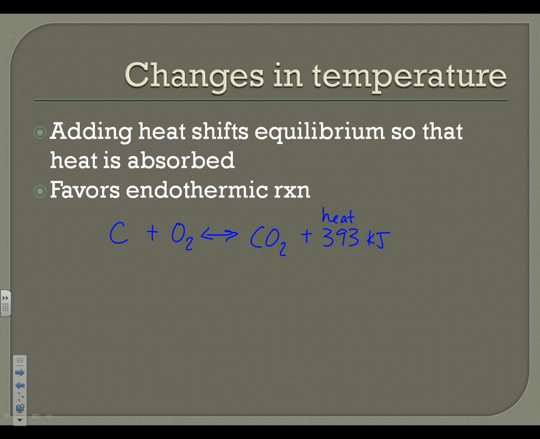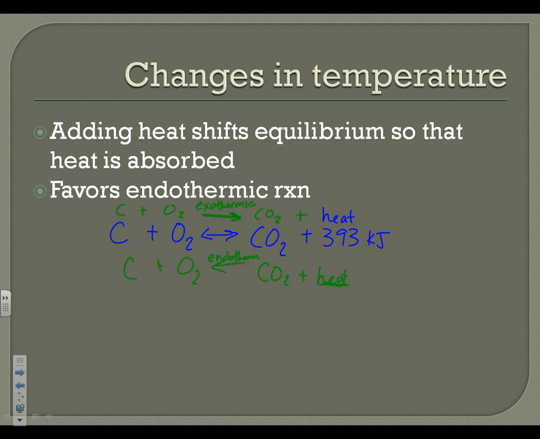What this says is that in the forward reaction, carbon plus oxygen produce, and that's how we read the arrow, carbon dioxide and some heat. So the forward reaction here is exothermic. If we read it the other way, it says that if you take carbon dioxide and add some heat, then you are going to break it down into oxygen and carbon. So the reverse reaction is endothermic. It requires heat in order to get the reaction to proceed.